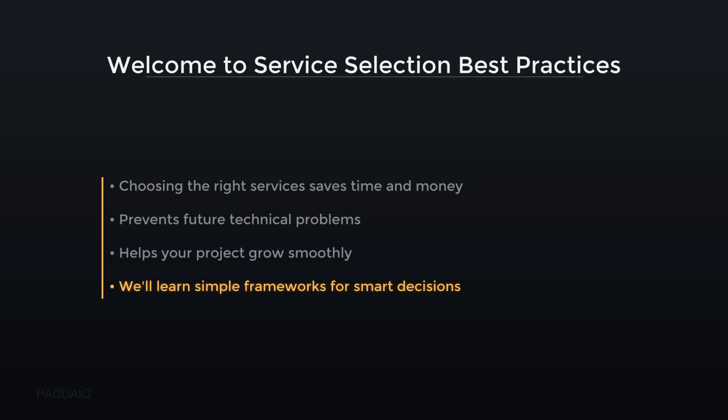We will learn simple frameworks for smart decisions. This means using clear steps to choose services wisely, not guessing. For example, when storing data, compare Cloud Foundry services by checking their security, cost, and ease of use before picking one. This approach ensures you select the right service efficiently every time.